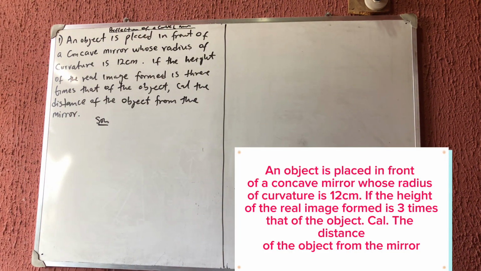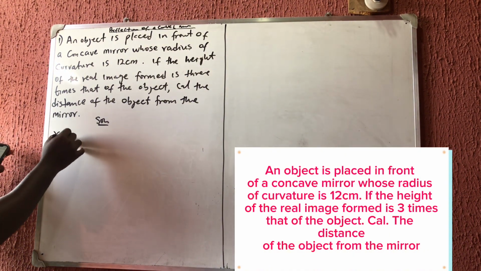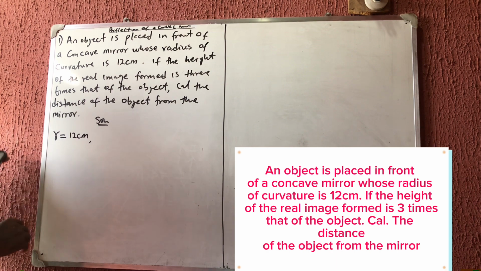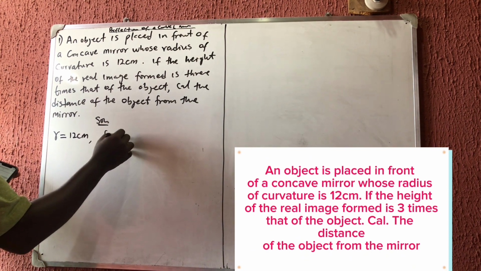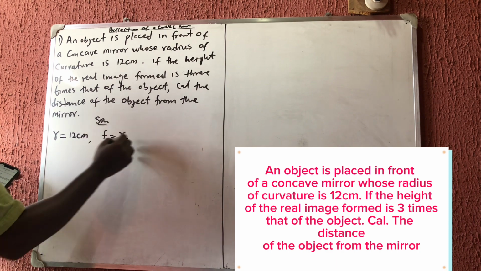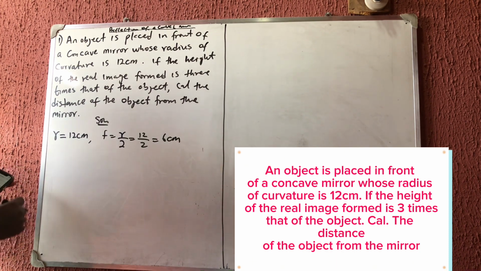Now let's solve this simple question. They said that an object is placed in front of a concave mirror, whose radius of curvature is 12 cm. So the first thing they gave us was the radius of curvature, which is 12 cm. This radius is going to help us to get f, the focus. The focus is half of the radius, which is 12 over 2, which is 6 cm. We have gotten that.